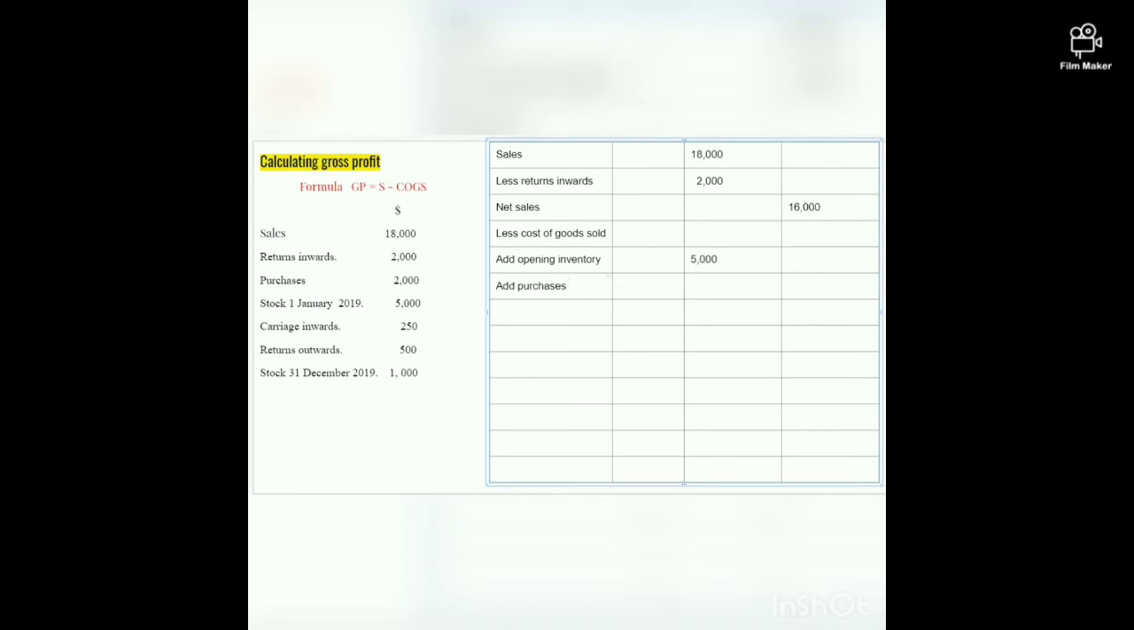Because return outwards is where the business returns the goods to the supplier. Once you return the goods to the supplier, this will decrease the purchases, it reduces purchases, so we have to subtract it. So the purchases was $2,000 and you returned some, so less returns outwards of $500. So we're going to put in that $500. Clear?